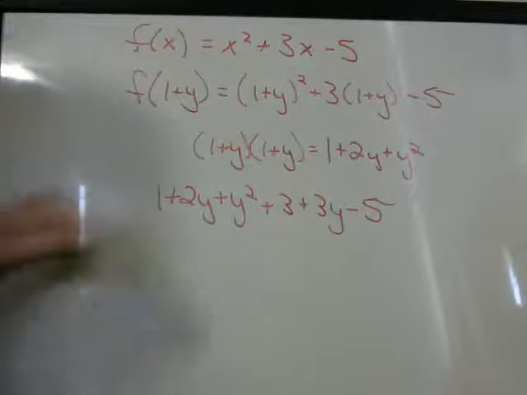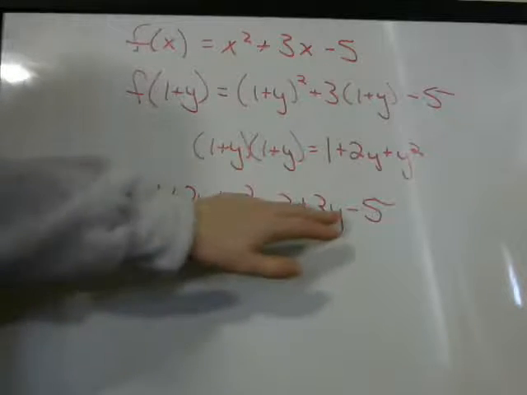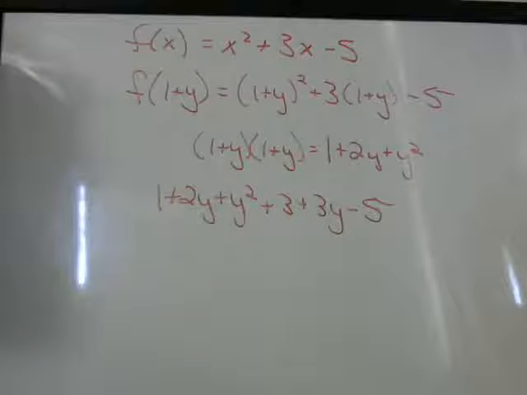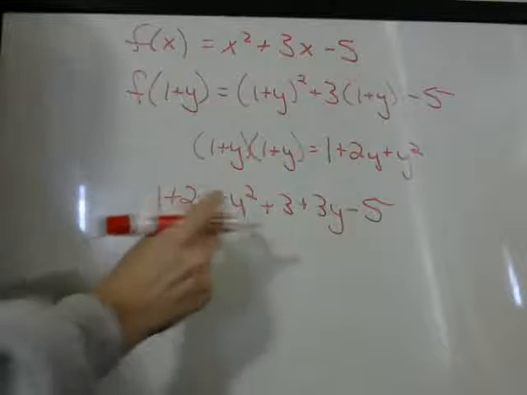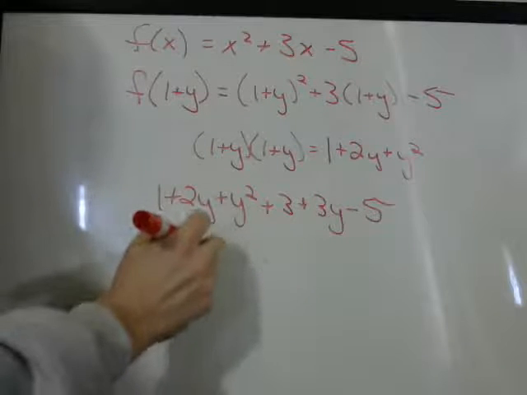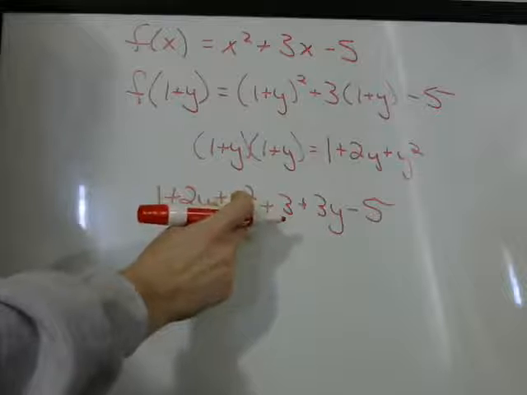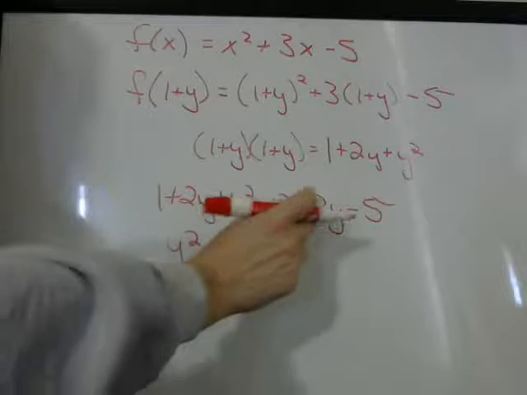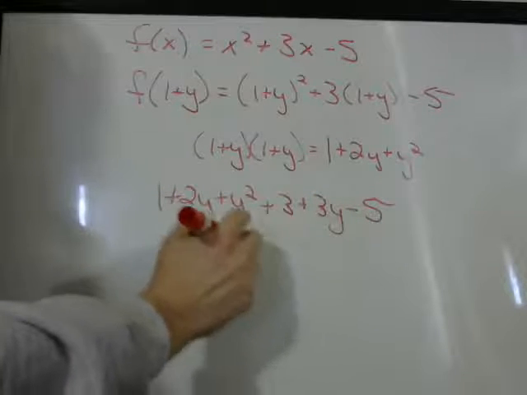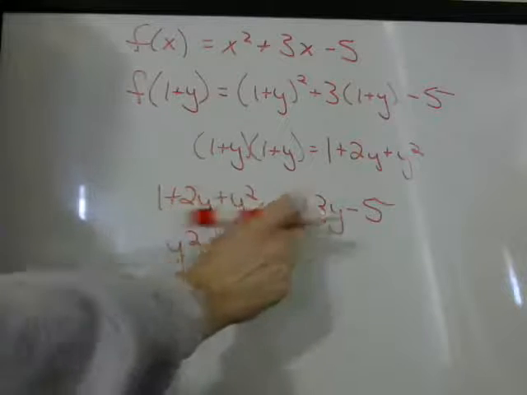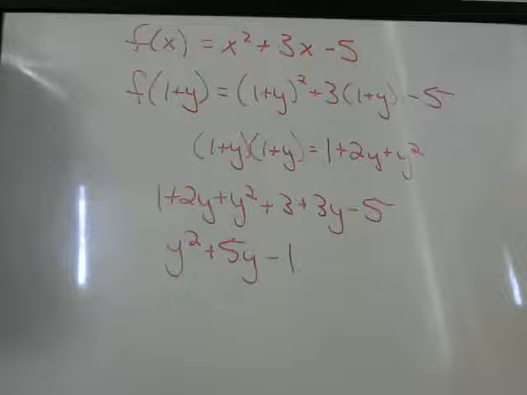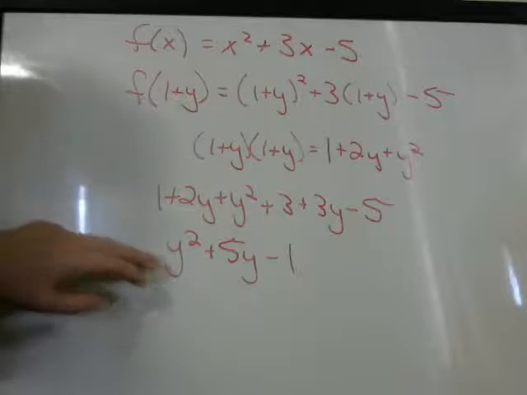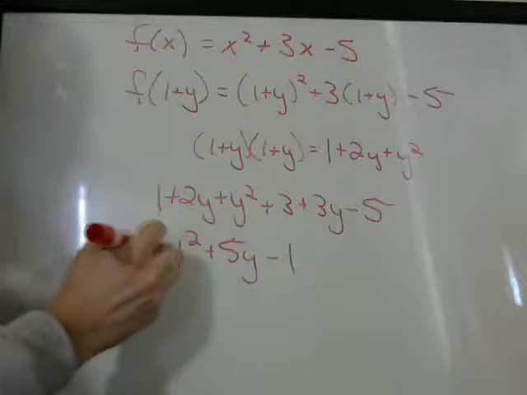So now we have a big polynomial. If you don't know how to deal with this to reduce it, you need to watch the video on polynomials. But basically we're just going to group the y squareds together, which we only have 1. We have 2y plus 3y, we have 5y. Then we have 1 plus 3 minus 5. 1 plus 3 is 4, minus 5 is negative 1. So f of 1 plus y equals this. This is what your answer is.